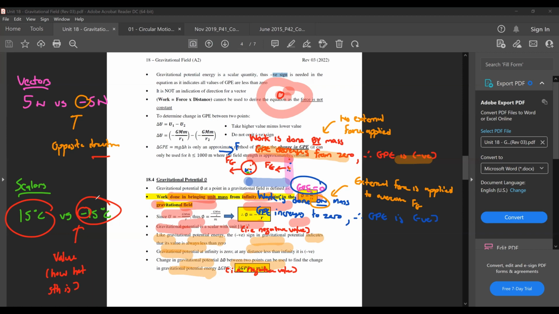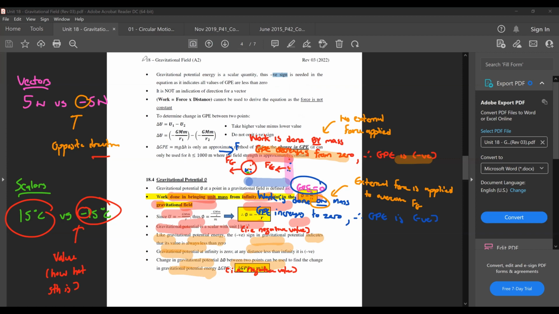So for scalars, like gravitational potential energy here, the negative sign is quite important. You need to put it in, all right? And this negative sign is actually not an indication of direction for a vector. It is an indication of value. Another thing that I should probably mention to you is this.